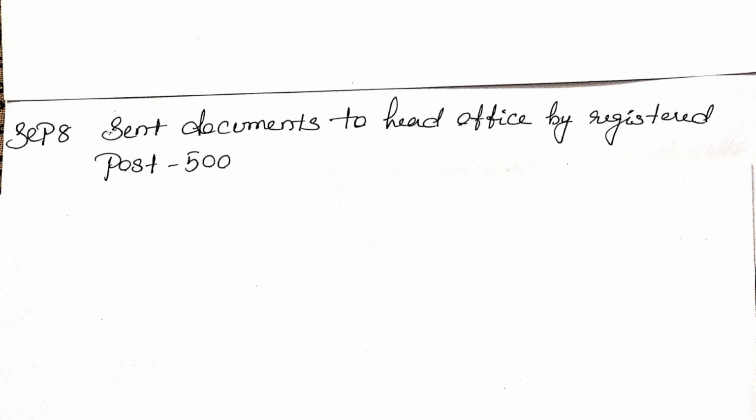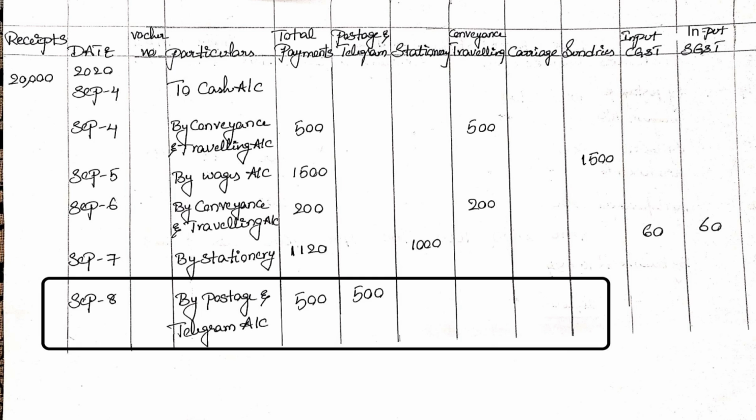Our next transaction is on September 8th, sent documents to head office by registered post 500. The transaction states we have sent the documents to head office by registered post. So registered post comes under the postage and telegram column. So we have to update the postage and telegram account in the particulars column, and the date is September 8th in the date column, and the amount is 500. The same amount we will update in the postage and telegram column.